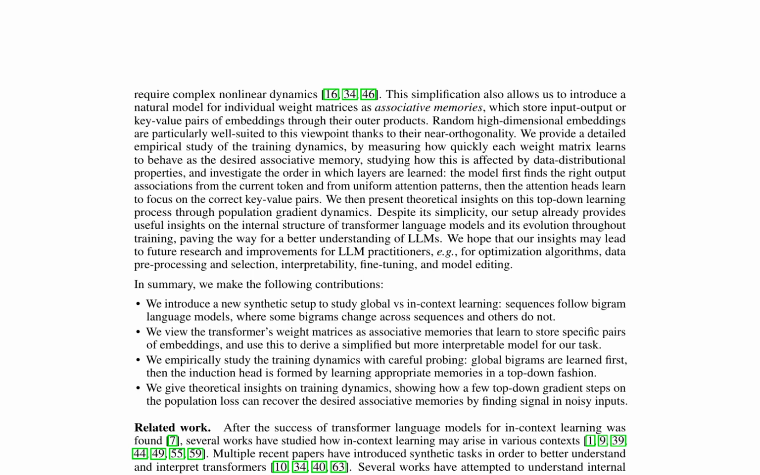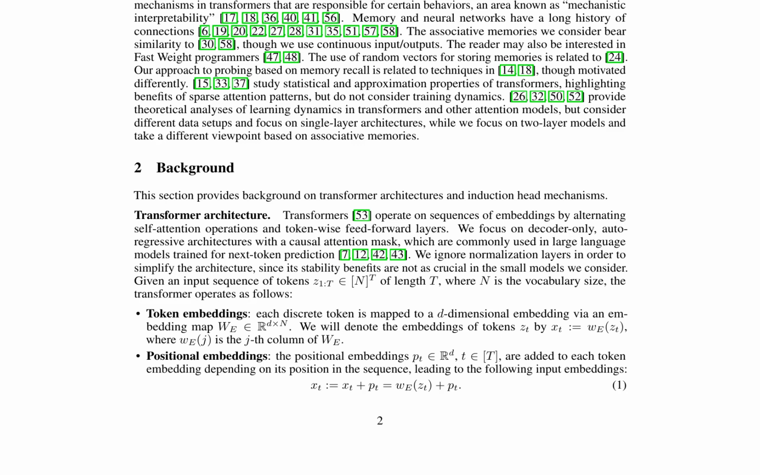The study highlights the importance of understanding how transformers develop their capabilities during training, particularly in the context of in-context learning. The authors propose a new synthetic setup to study global versus in-context learning and provide contributions to the field, including viewing weight matrices as associative memories and empirically studying the training dynamics.